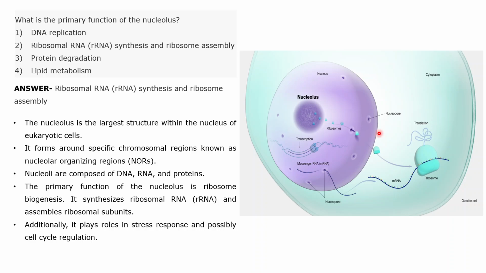In the case of the rough endoplasmic reticulum, it is so called because the ribosomes are present on it, and not on the smooth one. The smooth endoplasmic reticulum is involved in lipid synthesis, that is, lipid metabolism. Protein degradation is done by several proteins present within the cell, such as the proteasomes. DNA replication doesn't happen here; in the nucleus it takes place, but it's not the function of the nucleolus. So I hope this answer is clear. Does anyone have any doubt?